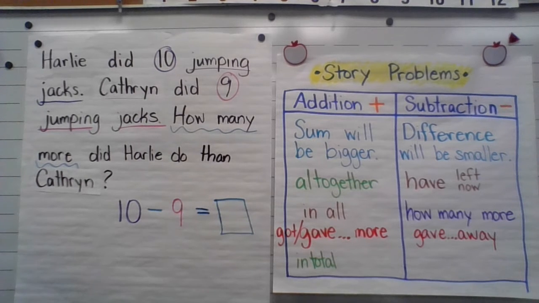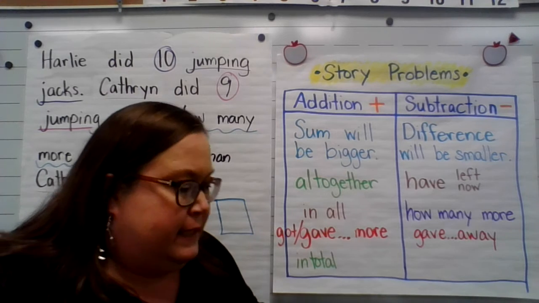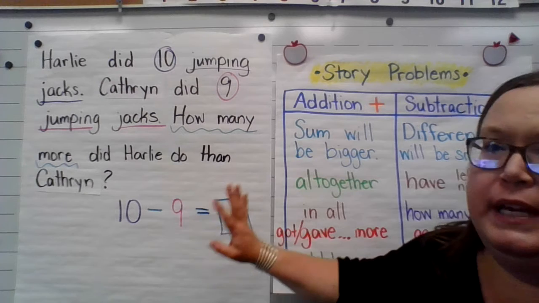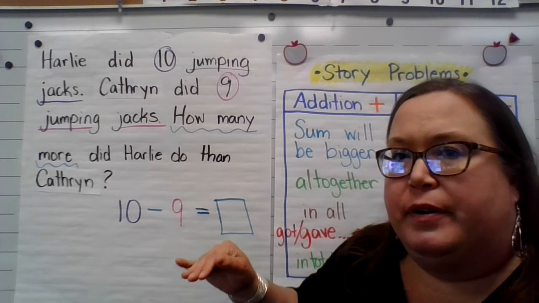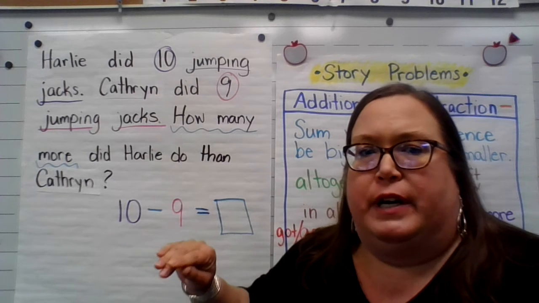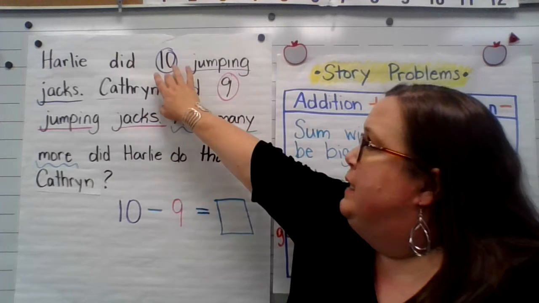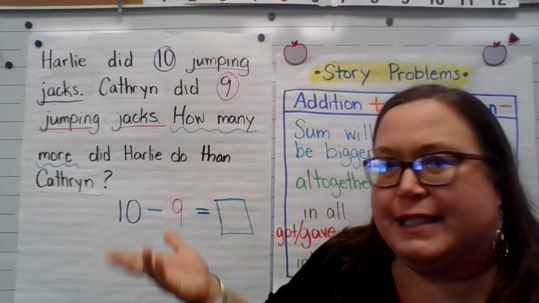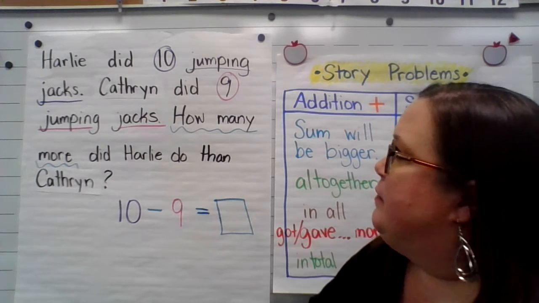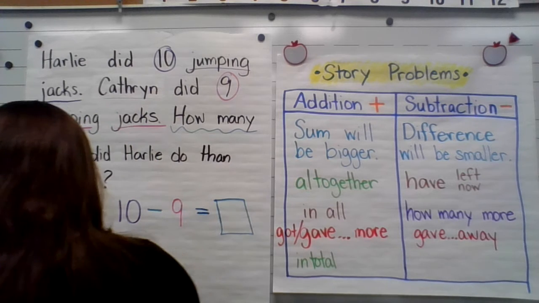All right, now I've got to think about my picture for this. It seems like if I'm comparing two things, I want to have kind of like two drawings or two things in the drawing. So what I'm going to do is draw 10. I'll use dots because that's what I like to use because it's simple. 10 dots to represent the 10 jumping jacks.